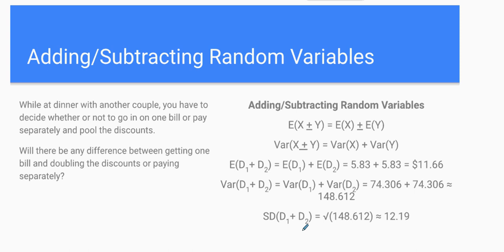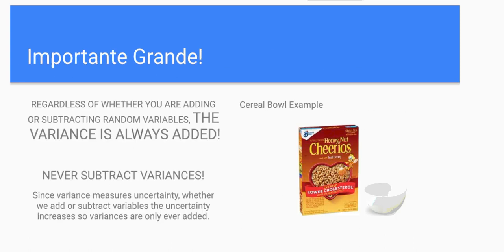We never, ever, ever add standard deviations. Never add standard deviations. Always add variances and then find the standard deviations. That's something you want to remember as well. This is why we want to have the variances available, and we want to know what they are, because that's how we add them. But to further explain why we always add variances, never subtract them, it's a measure of uncertainty.